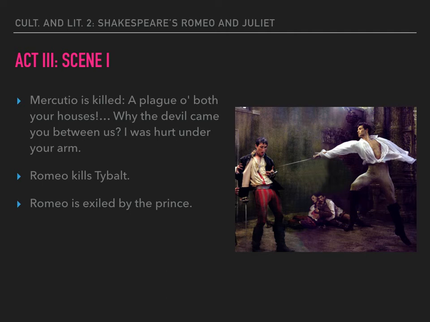We then move on to Act 3, Scene 1, and Mercutio is killed. And this is actually one of the largest scenes because he begins with this idea of the plague or the hatred of both your houses.